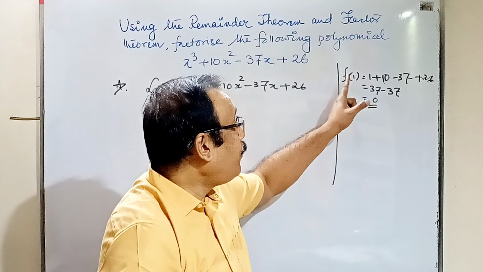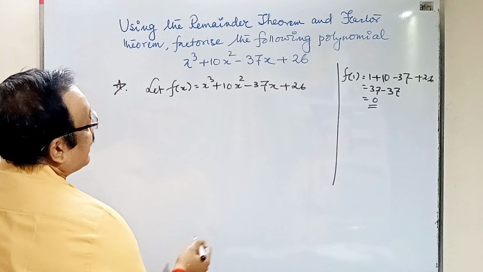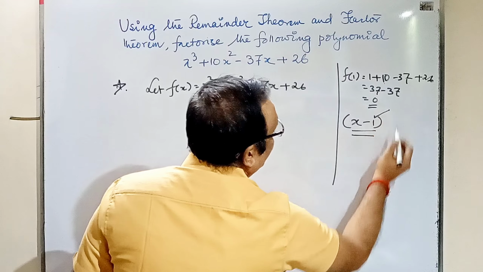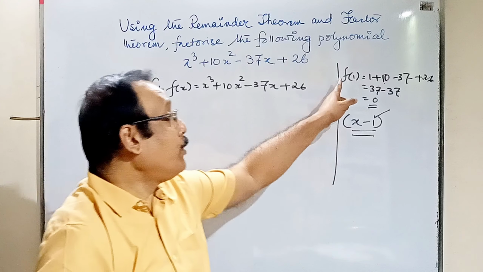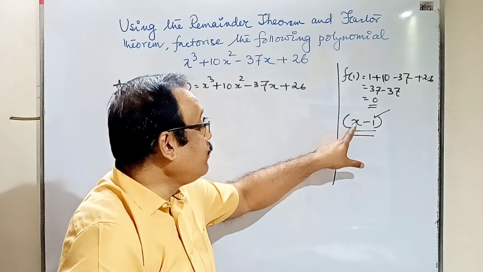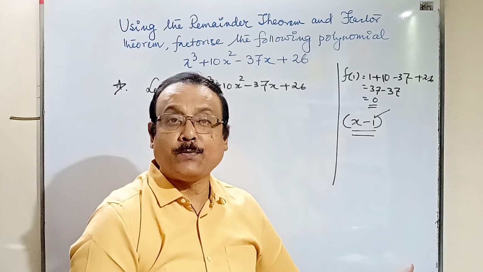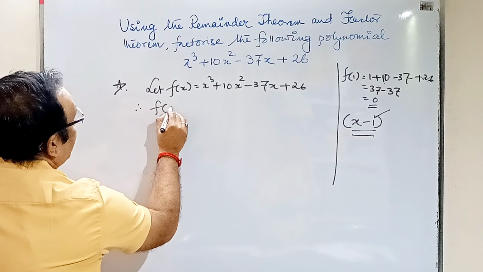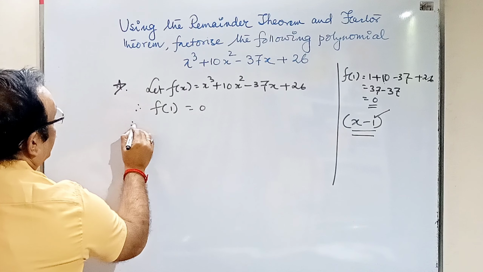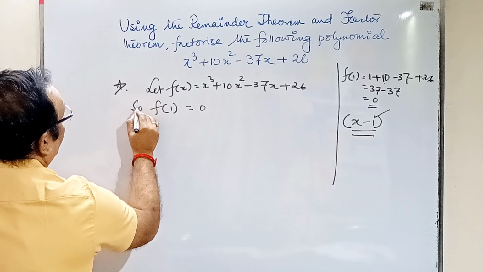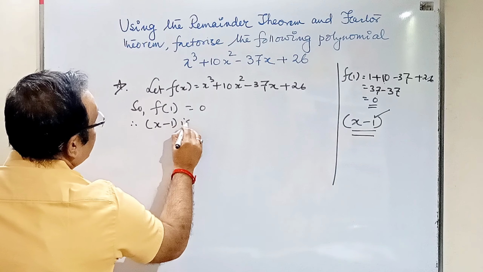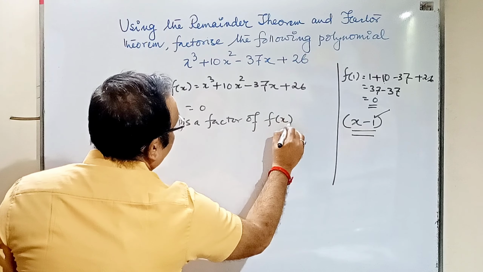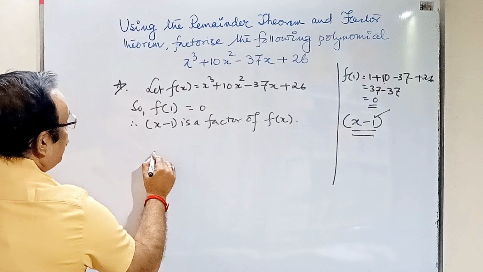For the value for which we get 0, we take x minus that value as the factor. The value was 1, so we get x minus 1. If suppose we had got it for -1, then the factor would have been x minus of -1, that is x plus 1. Anyhow, here it is x minus 1. So f(1) equals 0, therefore x minus 1 is a factor of f(x). Now to get the others, we'll go for long division.